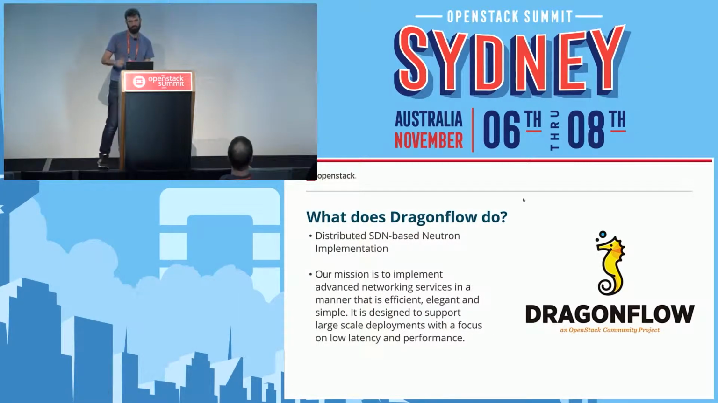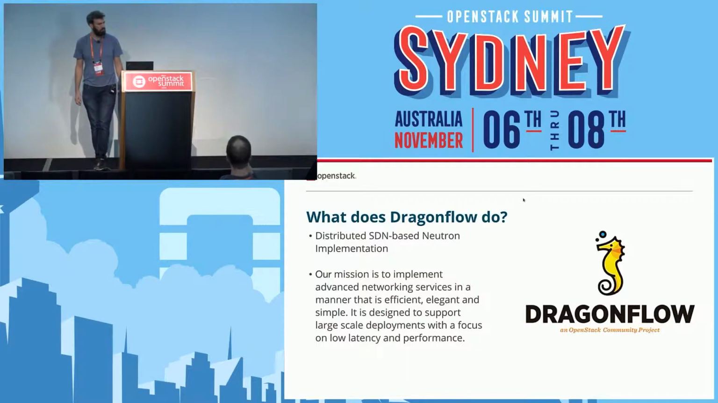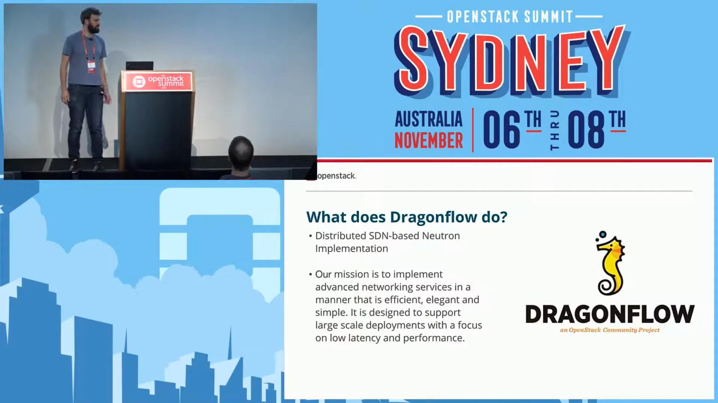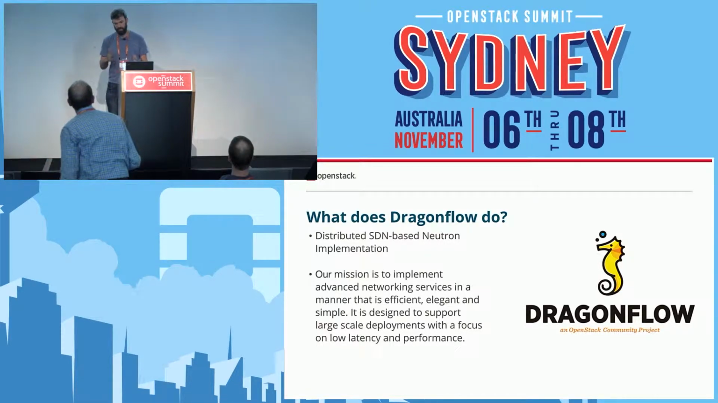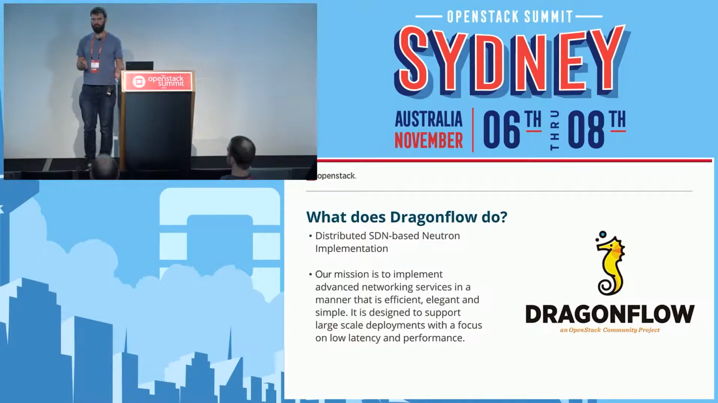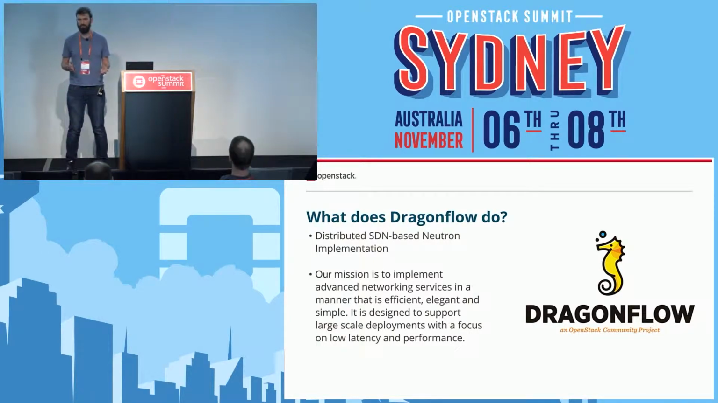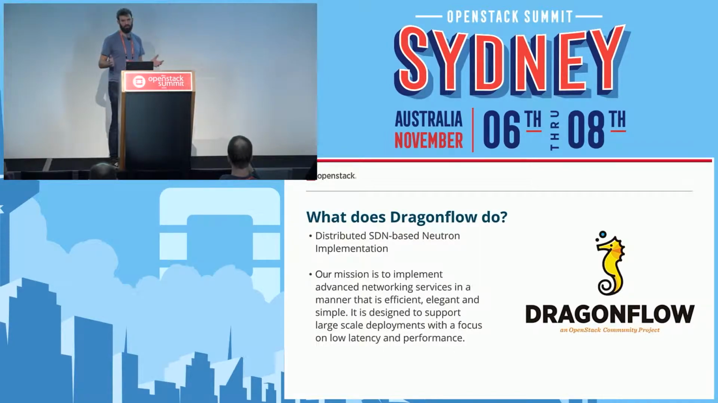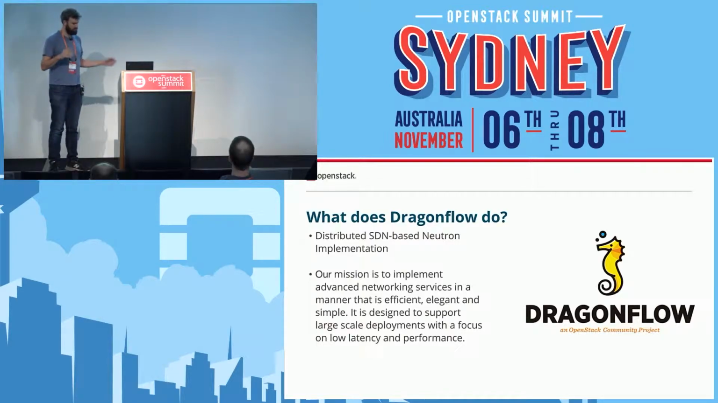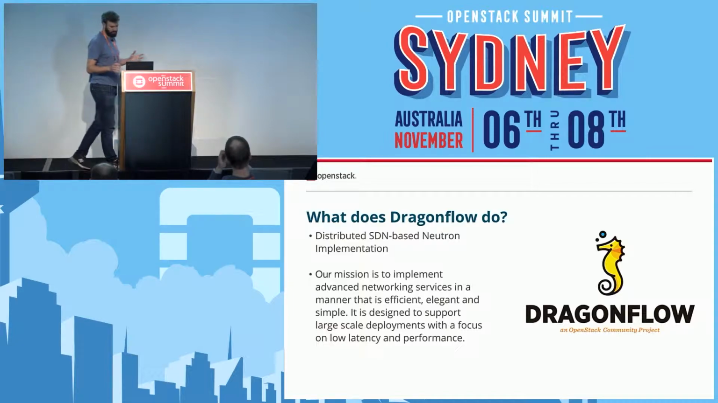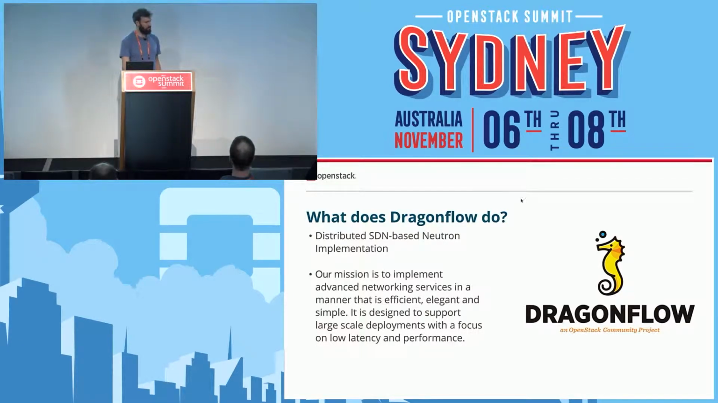I'll start with a short introduction to what Dragonflow does. We are a distributed SDN-based Neutron implementation. That means basically we make everything distributed. So we try to avoid things like network nodes or centralized processing units, but instead everything is sent down to the compute nodes. We have other presentations about our architecture, but I don't want to go into that.